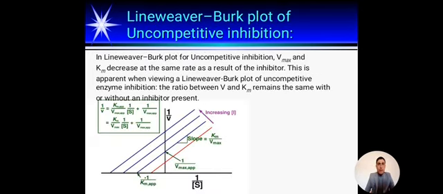Here is the Lineweaver-Burk plot for uncompetitive inhibition. In the Lineweaver-Burk plot for uncompetitive inhibition, V maximum and Km decrease at the same rate as a result of the inhibitor. We can see clearly in this graph.